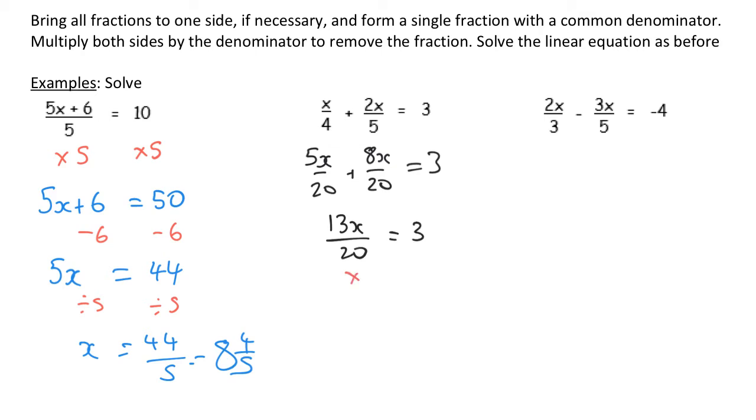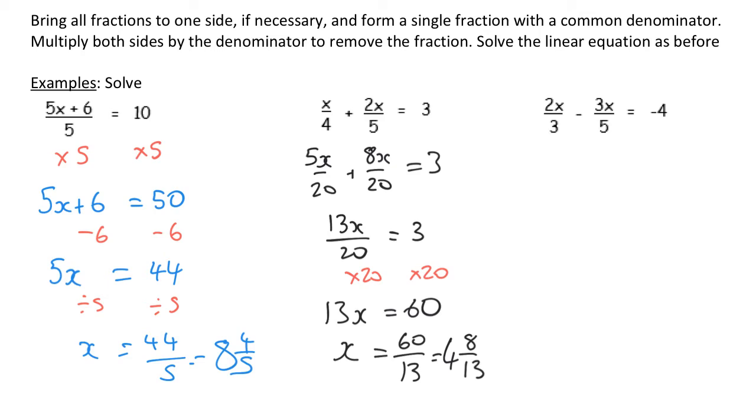We then multiply through by the denominator, so multiplying both sides by the denominator to remove the fraction. So we're going to multiply by 20 to both sides, and we get 13x equals 60. And then dividing through by 13, we get that x equals 60 over 13, 4 and 8/13.